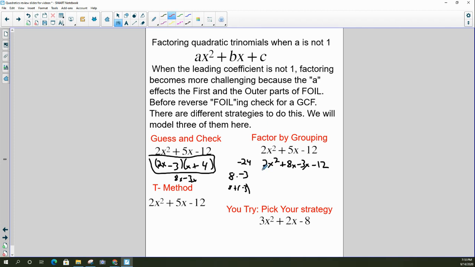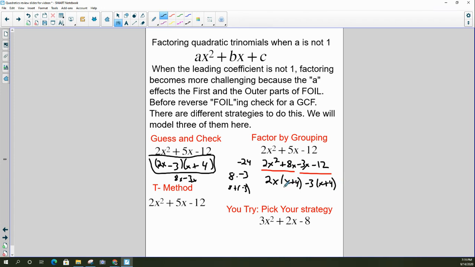So I'm going to take the first two and group them up. What is the GCF in the first 2? And then what is the GCF in the last 2? All right, so that's what I'm looking for right now. So 2x squared plus 8x, the GCF is going to be 2x, and that leaves me with x plus 4. All right, then over here I got a negative in front, so I'm going to take out a negative 3. It's going to be my GCF for my last 2, and that's going to leave me with x plus 4.